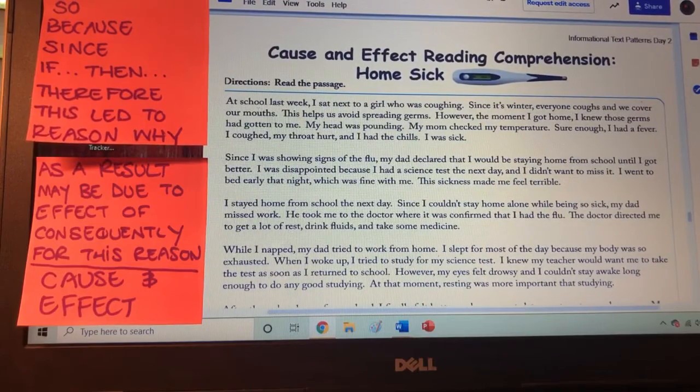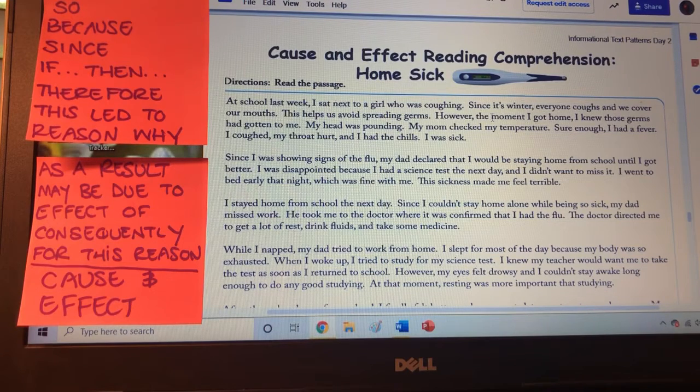Homesick. At school last week, I sat next to a girl who was coughing. Since it's winter, so because it's winter, cause, everyone coughs and we cover our mouths. This helps us avoid spreading germs.